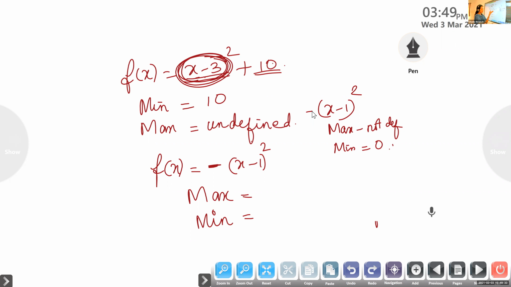What is the maximum value? What is the minimum value you are getting in this case? If it is plus x minus 1. Ma'am, 0. So what is the maximum value here you will get? Ma'am, it will be 0. And what is the minimum value? Not defined. It is not defined. What about Shubham? Is it okay? Is it correct?